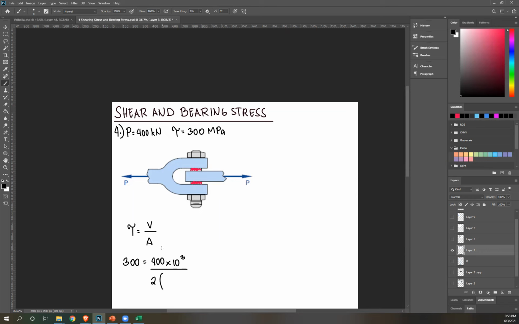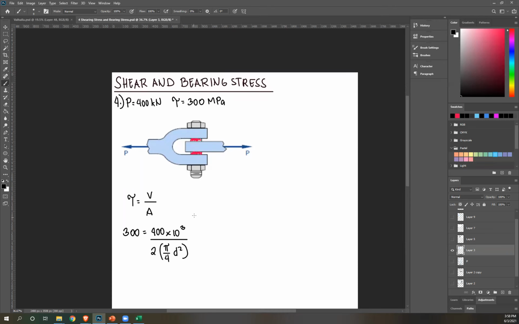D is what we're looking for, so we're going to use the equation pi over 4 d squared, or pi r squared. Again, we're looking for d, so we're going to use the equation of area, pi over 4 d squared. Okay, and then from this, we can solve for d. Please solve. What's the answer?